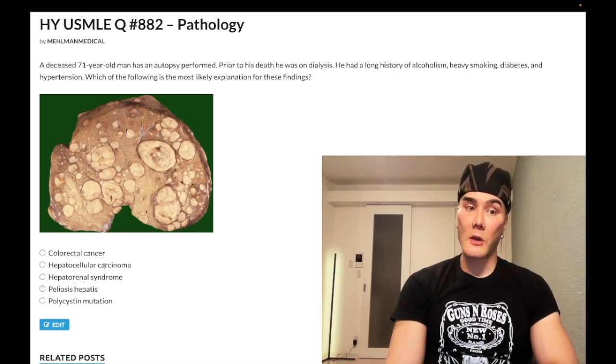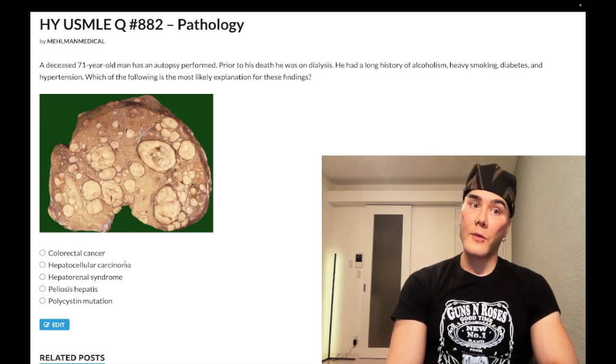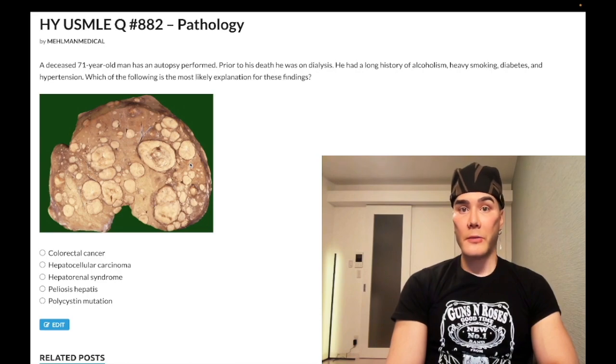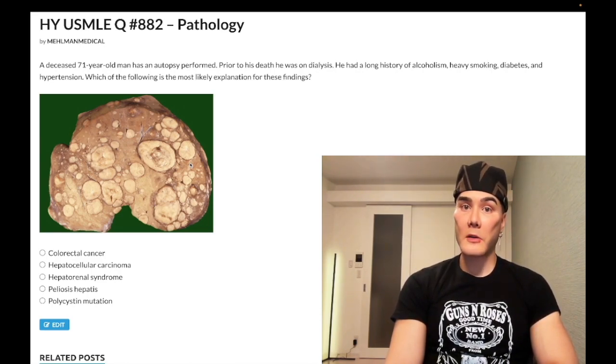Okay, so hepatocellular carcinoma, wrong answer, because if we had a primary lesion, then they would show us just a solitary, isolated, singular lesion. The caveat being that occasionally primary hepatocellular carcinoma can have tiny little satellite lesions that are adjacent to it.